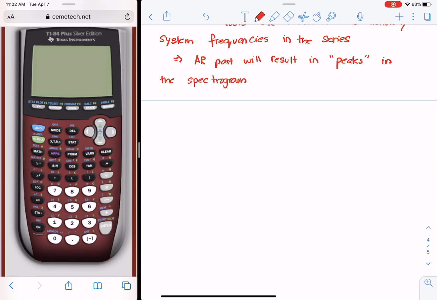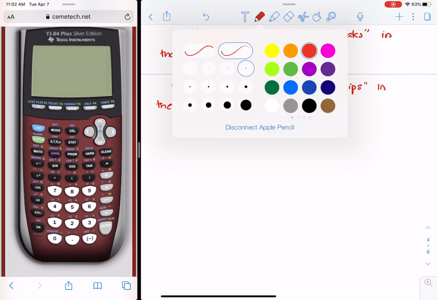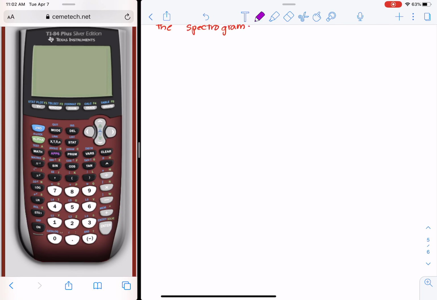In other words, the AR part will result in peaks in the spectrogram, whereas the MA part will result in dips in the spectrogram. What do I mean by that? So if we get the spectrogram for a series, this is an example.